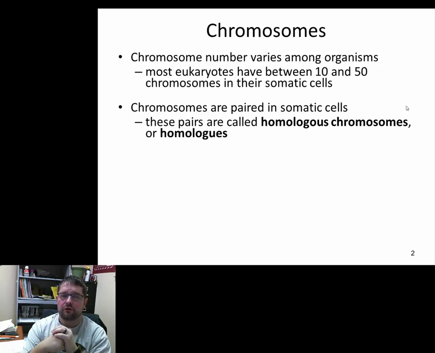Now, chromosomes occur in what we call homologous chromosomes or homologous pairs. Normally, they occur in this way, and I'll talk about situations where that's not true in a little bit.